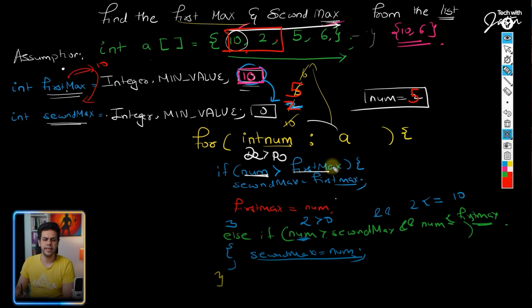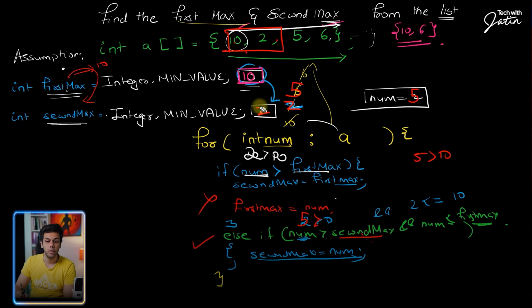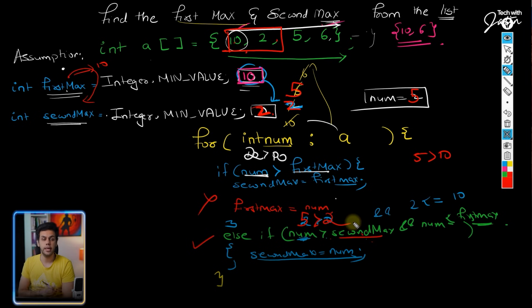If number is greater than first max, 5 greater than 10, condition false. This is not going to be executed. Check in the else if. If number greater than second max, number is what? 5 greater than second max. Second max is right now storing 2. It is greater than 2. Condition is true. And 5 less than or equal to 10. Condition is true here also.